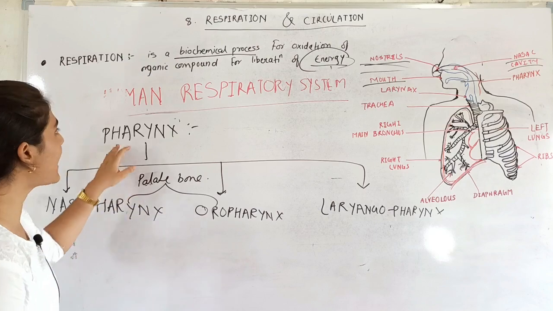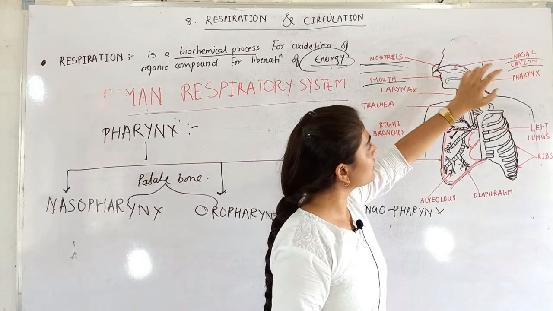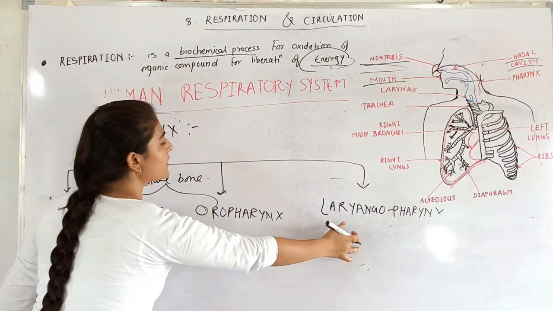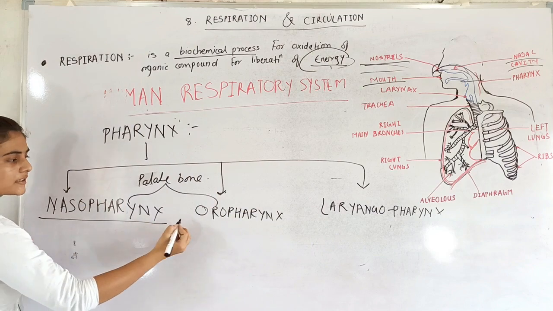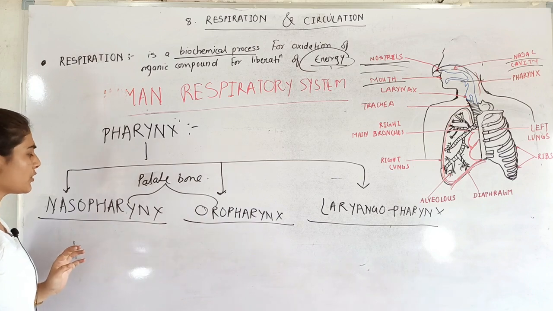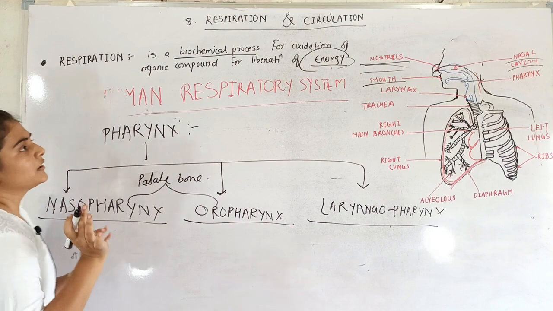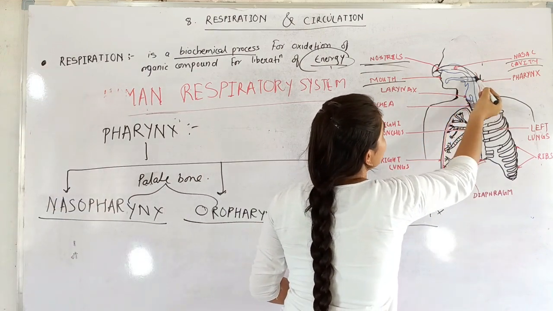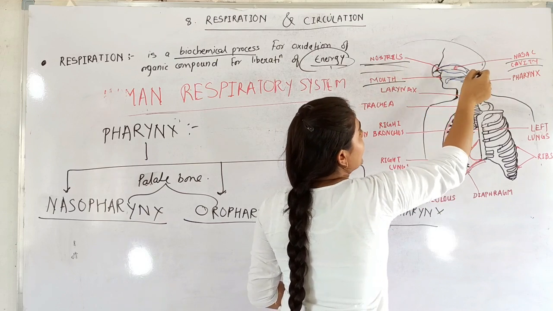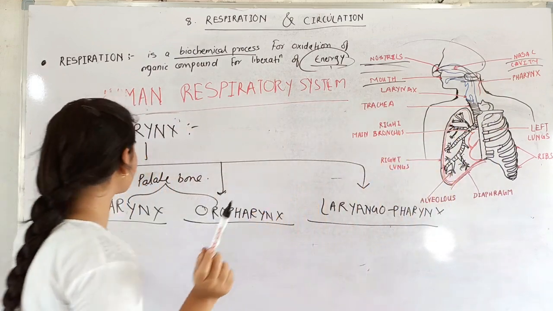So the next part of the human respiratory system is the pharynx, this portion called pharynx. The pharynx is divided into 3 parts: nasopharynx, oropharynx and laryngopharynx. You may pronounce them as you like. The nasopharynx is the uppermost part, the portion of the pharynx where the nasal cavity ends and the pharynx gets started. This portion is the nasopharynx.